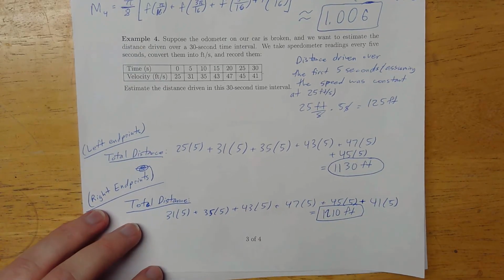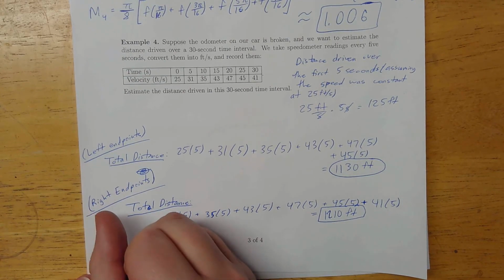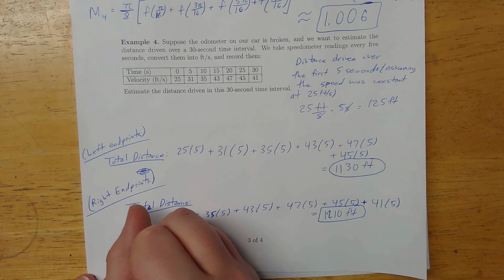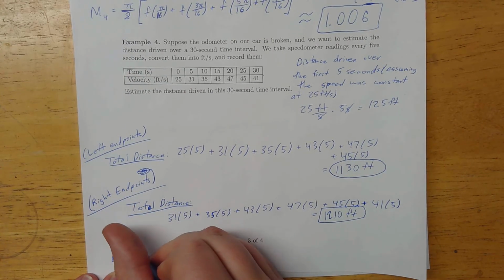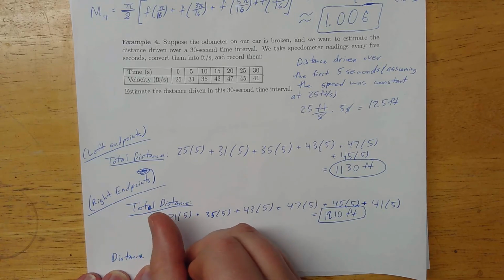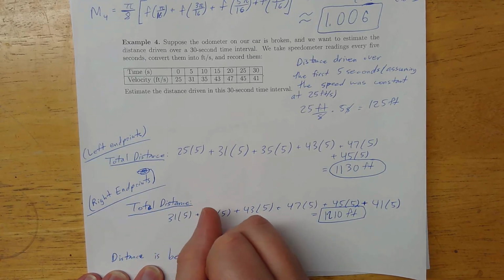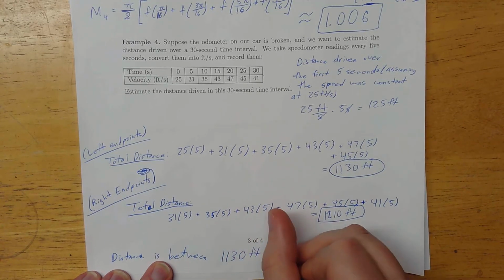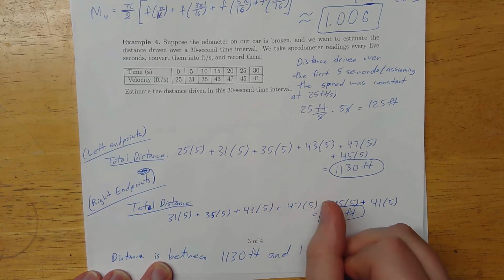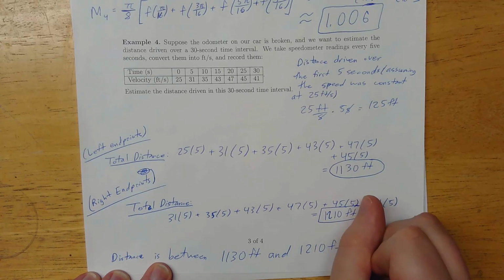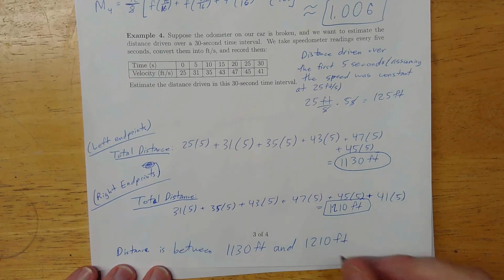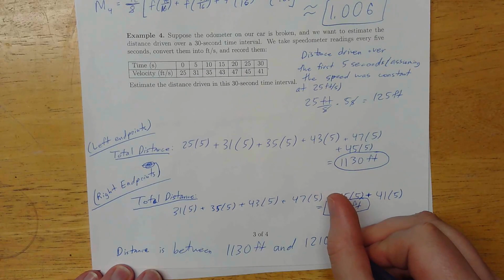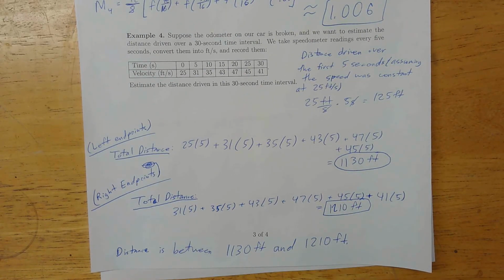So we don't know the exact distance. We do know that our distance should be between 1,130 feet and 1,210 feet. So this gives us some sort of way to bound what we think the total distance is between these points.